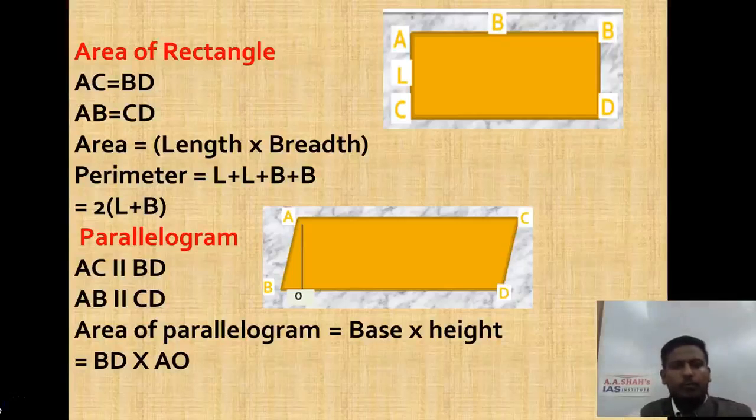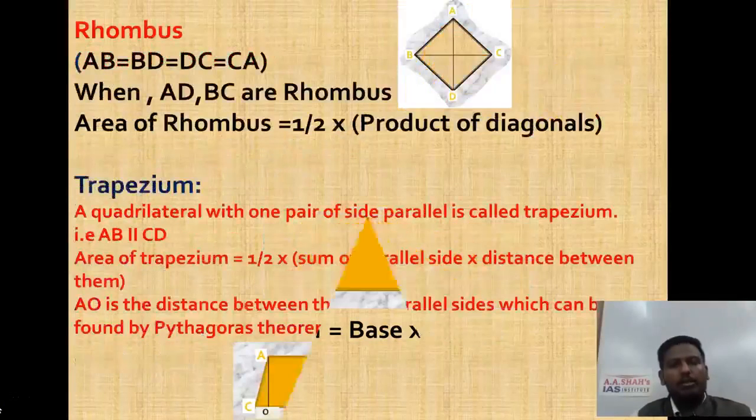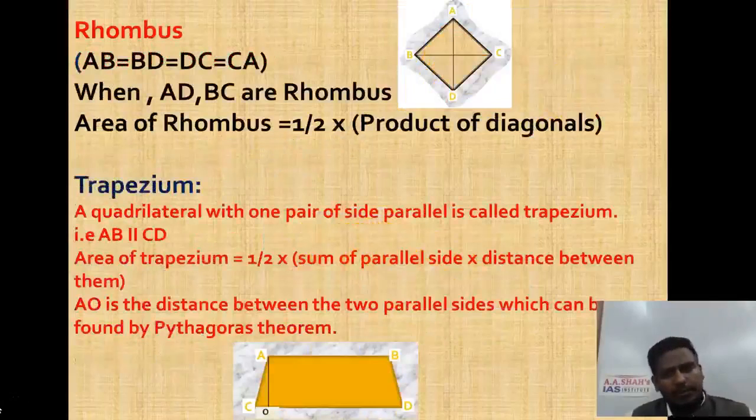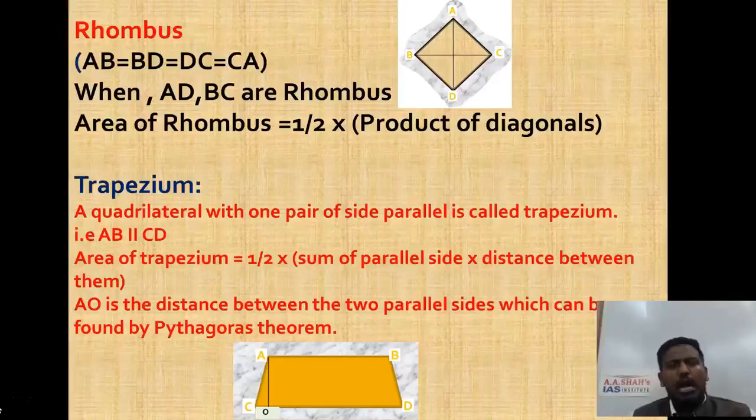Now from parallelogram, we move towards the next important entity in finding the areas under the quadrilateral section, which is the rhombus. Now a rhombus is the same as a square in that all the sides are equal, like AB is equal to BD, which is equal to DC, which is equal to AC, as you can see on the first figure on the screen. The thing to remember about a rhombus is that its area is equal to half into the product of its diagonals. In this case, AD and BC are the diagonals of the rhombus. So if you need to find the area of the rhombus, directly multiply both the diagonals and divide by 2. So you directly get the area of the rhombus.